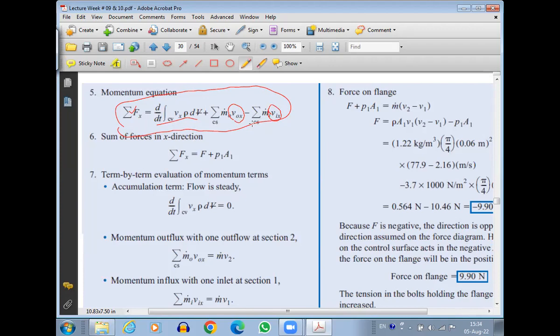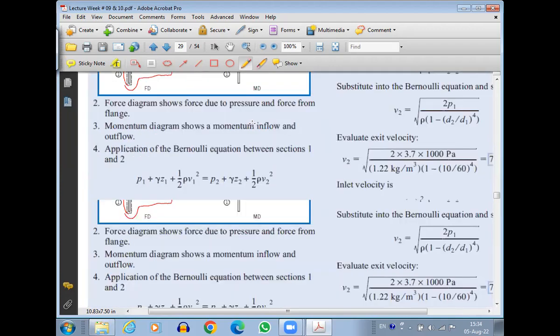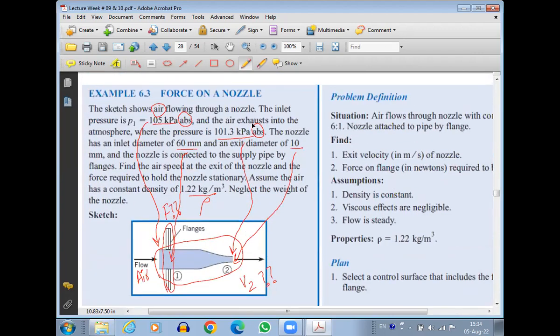Now the question is, do we have velocities in this problem? If you look at the problem statement, we have inlet pressure, outlet pressure, inlet diameter, outlet diameter, and density, but no velocity at all. So if we don't have the velocity, it's not possible to solve the momentum equation because it requires velocity. So what we are going to do is first use Bernoulli's equation to find out the velocity, and then once we have the velocity, we are going to jump over to the momentum equation to solve it.